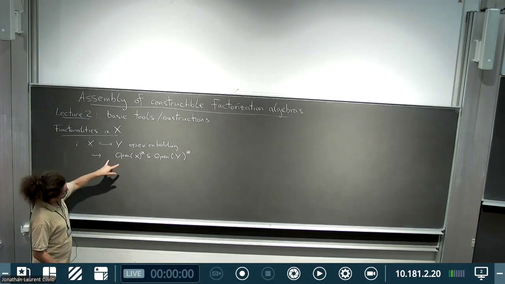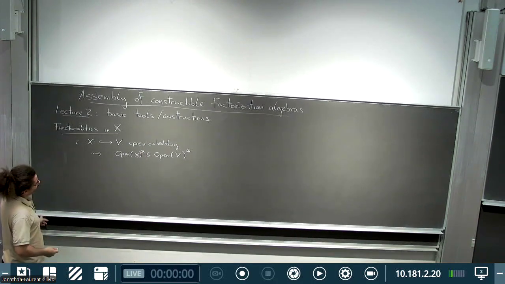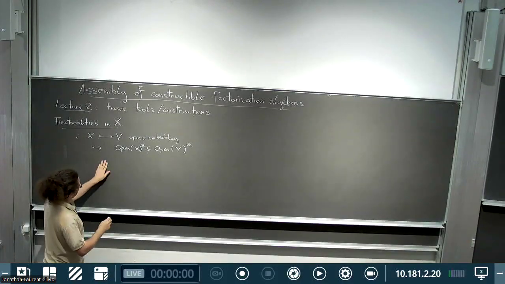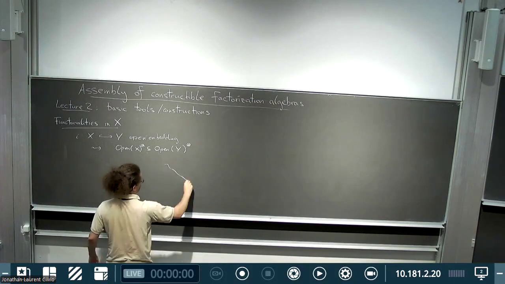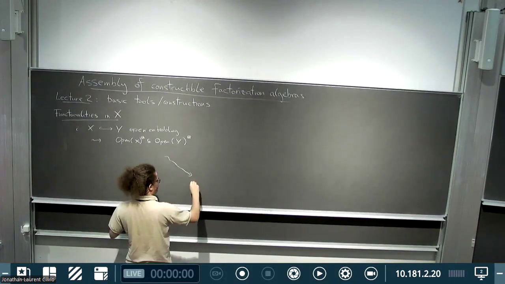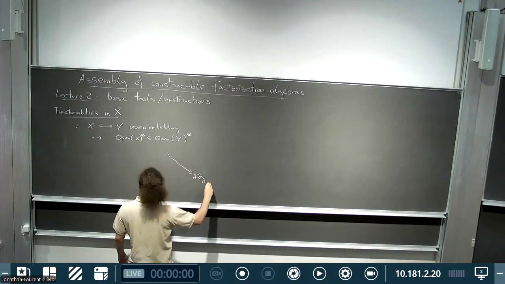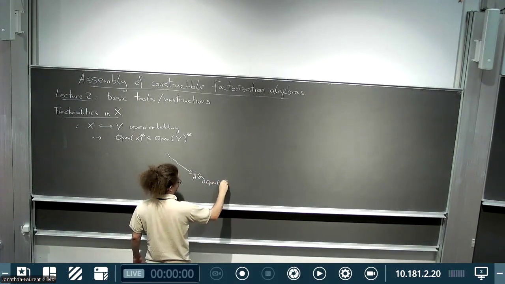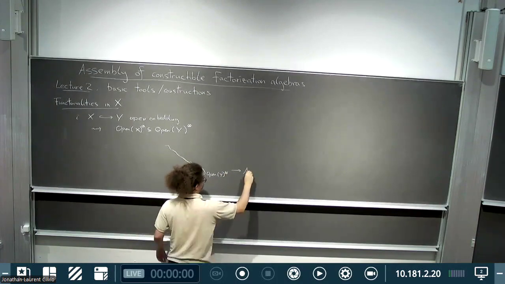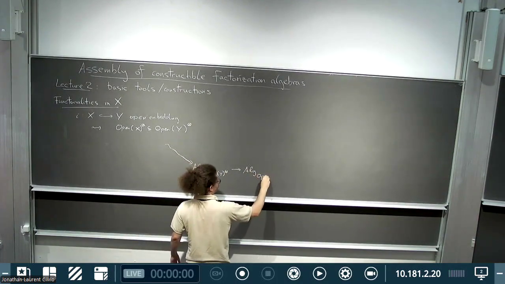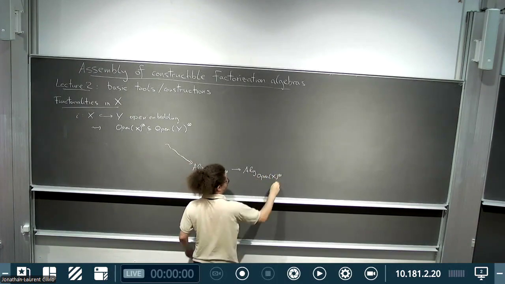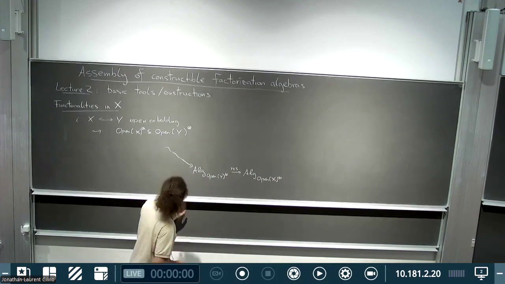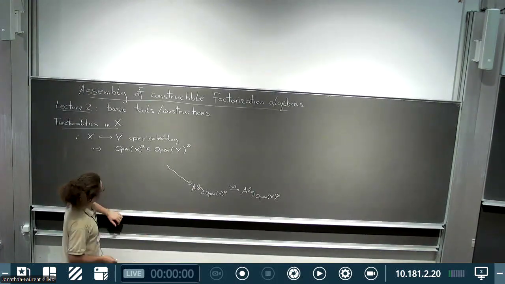And then, since taking algebras out of an operad is contravariant, one gets a functor from algebras for opens on Y to algebras for opens on X. So this is what we call restriction. This is so far for pre-factorization algebras.